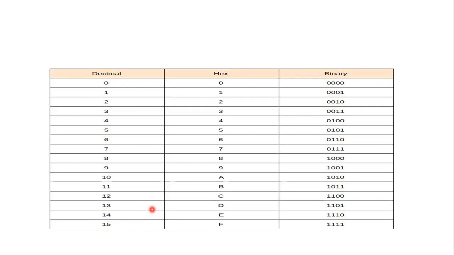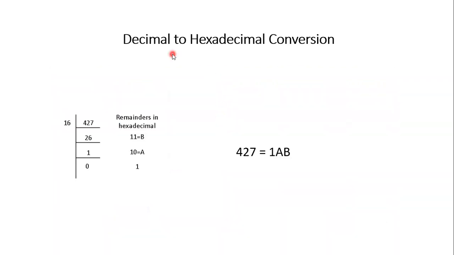Now let us see how to convert decimal to hexadecimal. So 427 is a decimal number. Then we have to divide 427 by 16. First you take 42. So 2 16s are 32. So remaining 10. Therefore 107.